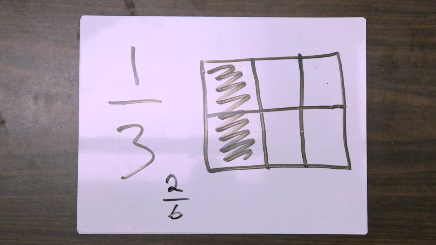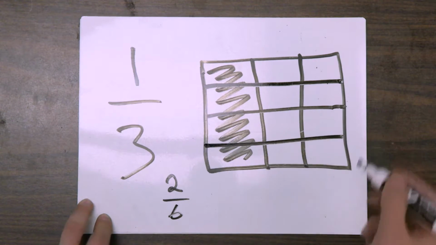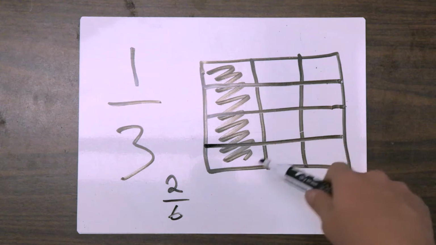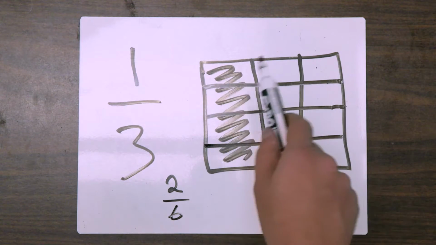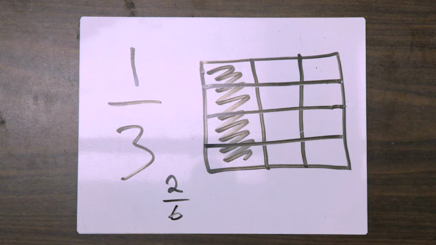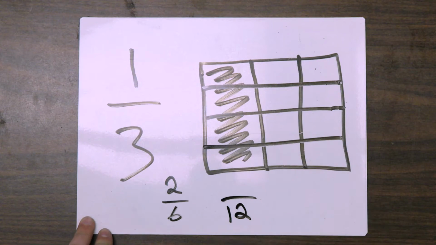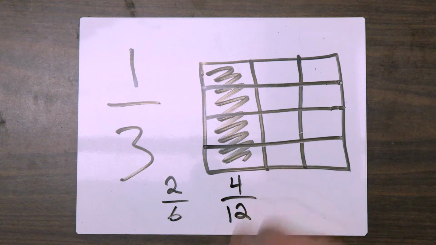Well, I can keep using this to find other equivalent fractions. I could draw in another line here and here. Now, the main point here is that they are equal parts, okay? And so I could say now I have 1, 2, 3, 4, 5, 6, 7, 8, 9, 10, 11, 12. So my new denominator is 12, and I count the number of pieces that are shaded in, and it's 4. And so I could say 1/3 is also equivalent to 4/12. And I could keep breaking up this shape into more and smaller pieces to find other fractions that 1/3 is equivalent to.